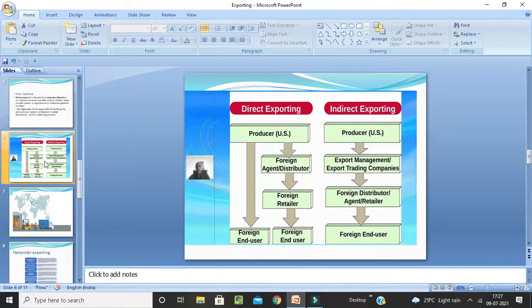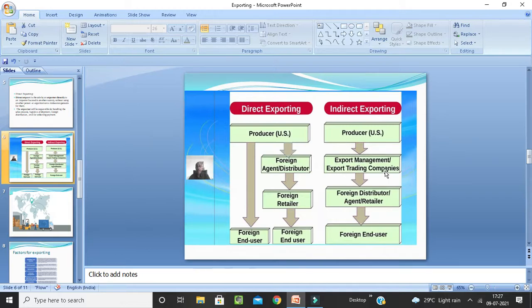Now we are having some major differences, like in the direct exporting, the producers will be there in US, as an example. And indirect exporting, how is it taking place, the chain. See here, the foreign end user will be there, but it comes from the chain in the indirect market. Whereas the producer will have the foreign direct user directly. We don't have the export management there.